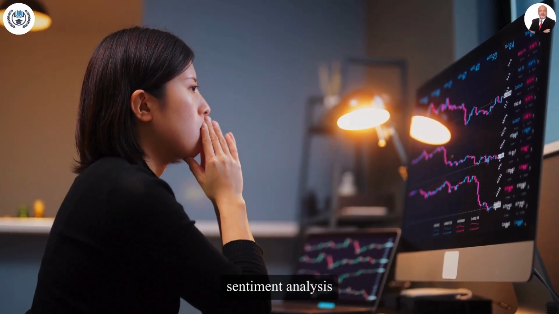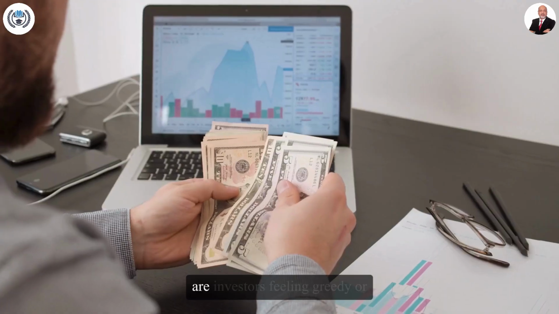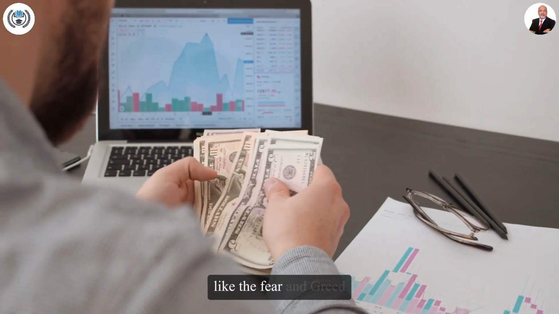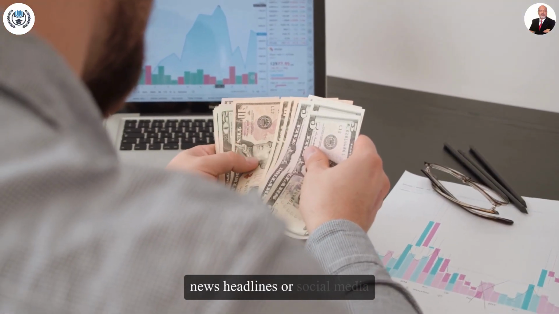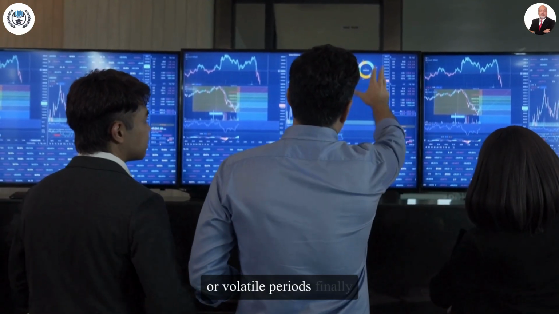Next is sentiment analysis. This goes beyond numbers. It's about understanding the mood of the market. Are investors feeling greedy or fearful? Sentiment can be gauged from sources like the Fear and Greed Index, news headlines, or social media chatter. It's especially useful during uncertain or volatile periods.